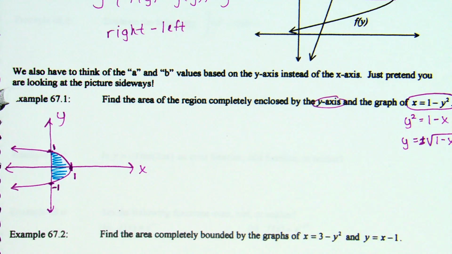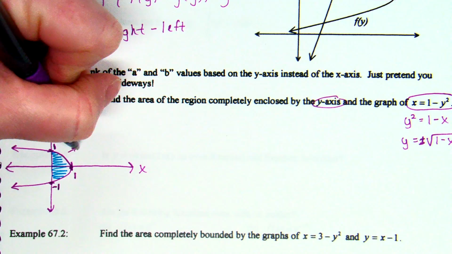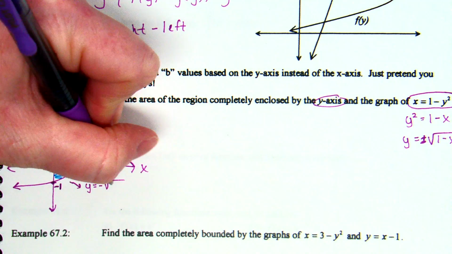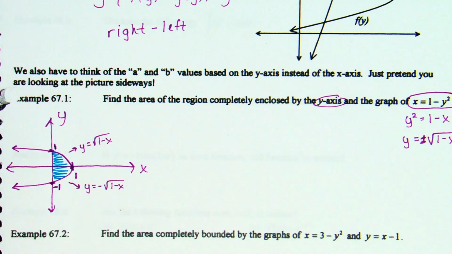Okay, realize this top half was doing y equals the positive square root of 1 minus x, if you did it on your calculator. The bottom half was doing y equals the negative square root of 1 minus x. Okay, so let's do area.